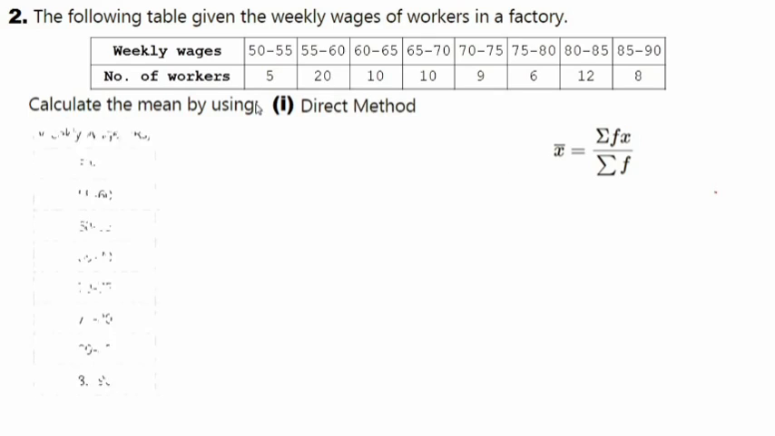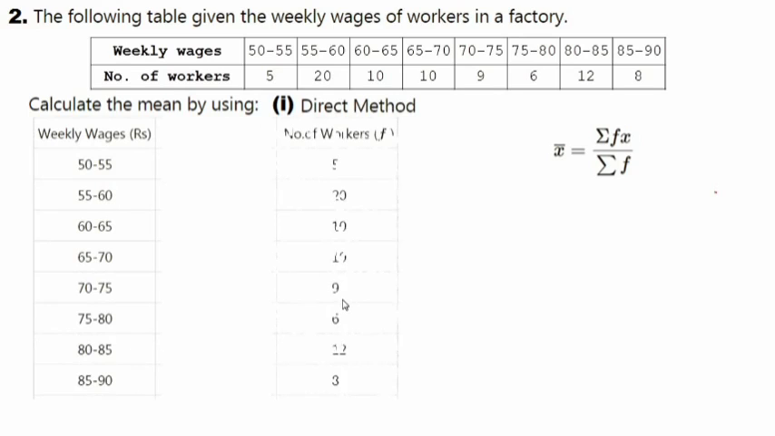First and foremost, whatever is given, let's write down. Weekly wages is given. The next thing given to us is the number of workers, that is F. In the formula we have F, so we don't have any problem as we have already seen what our F is. Now the problem lies in what this X is. We don't have any X given here. Always remember, the mid, or the middle number of the given class interval, will be your X. That is the mid value. So the mid value will be the value for X.